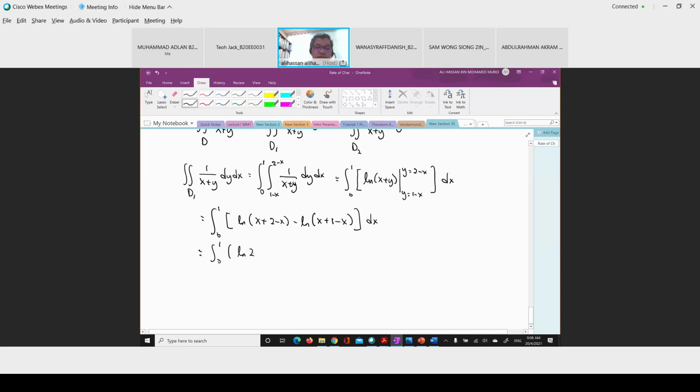We have ln 2, the x cancels out, then minus ln 1. So it's just numbers here. And ln 1 is 0. So we just have a single integral, ln 2 dx. The integral of ln 2 dx is ln 2 times x between 0 and 1. So when x is 1, it is equal to ln 2. When x is 0, it's 0. So that is the integral over D1.